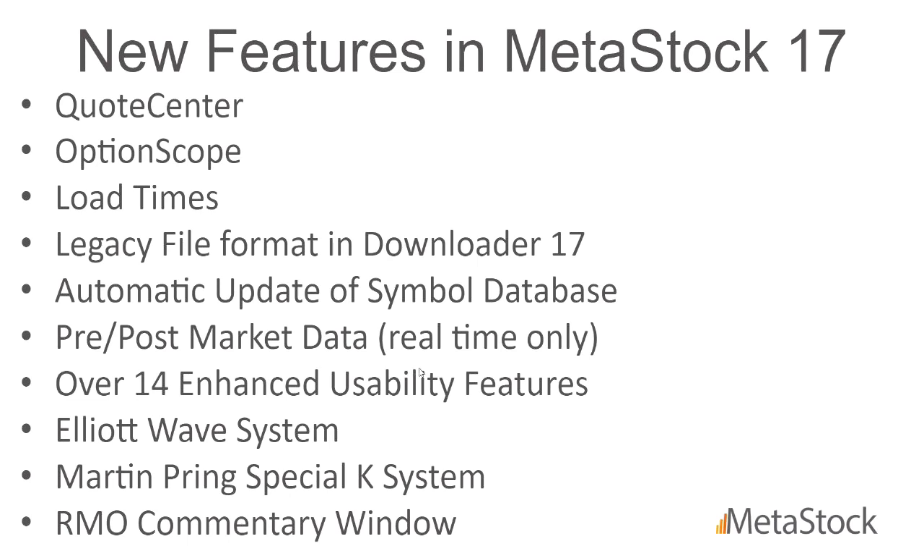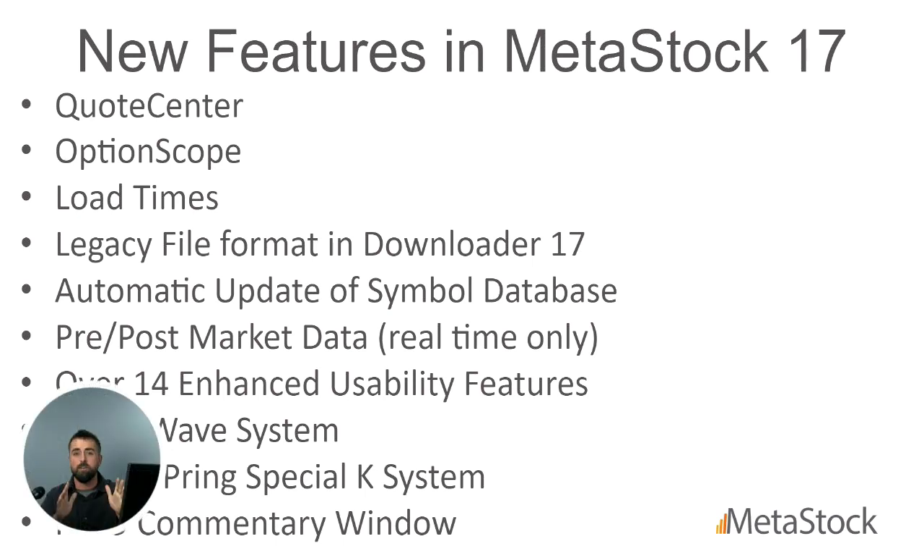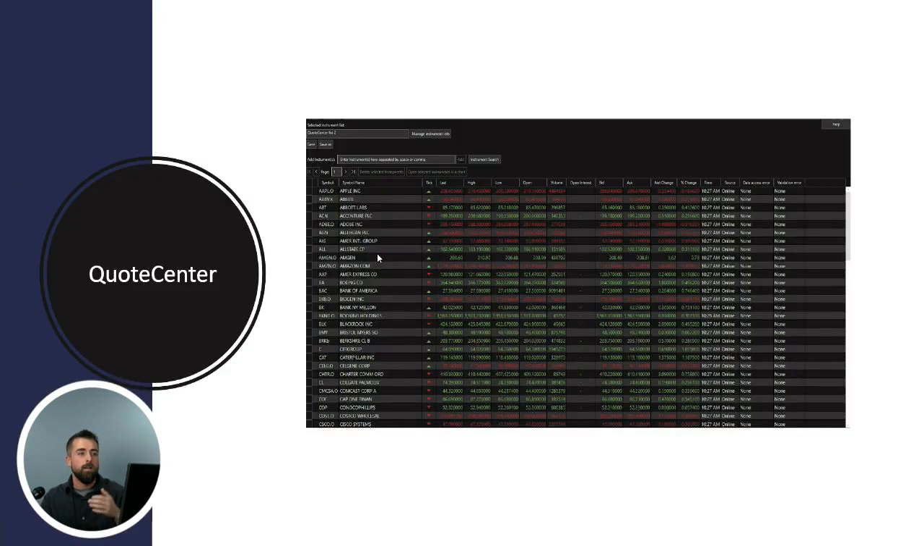We're going to try and touch on a lot of them today, as well as we'll be spending some time on the brand new add-ons that are just included in the actual software, which are, not brand new, but brand new being that they're included for free, which is Elliott Wave and Martin Pring special K systems. You used to pay $600 to get those added to our software, but now they're just included in 17, as well as we have some enhancements for our popular RMO system, including far more guided commentary on it.